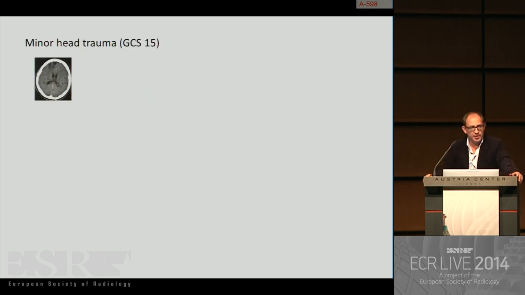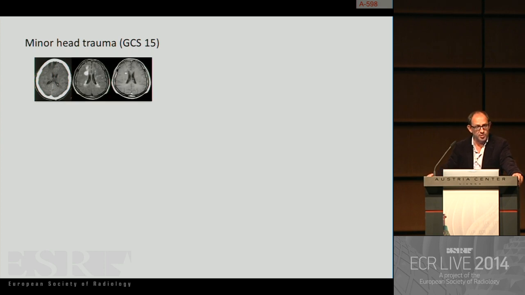And this is just to show an example. The first case that I could see in our institution was a young patient who had a minor head trauma. The Glasgow Coma Scale was 15, and this is the CT scan of this patient showing this area of low density in the frontal lobe that was completely unexpected. That's why we performed a brain MRI a few days later, and we could detect these areas of high signal intensity that really look like MS.